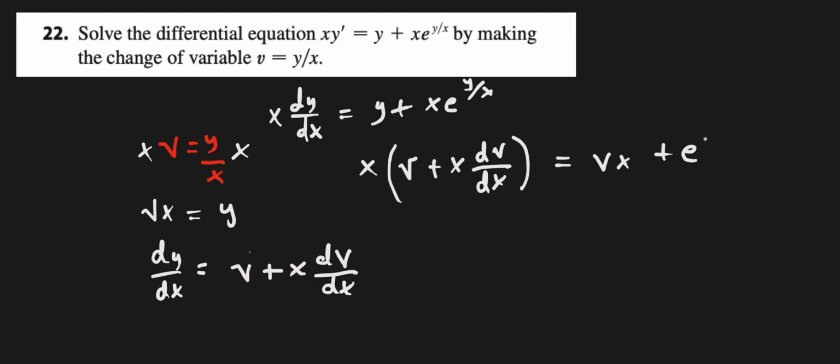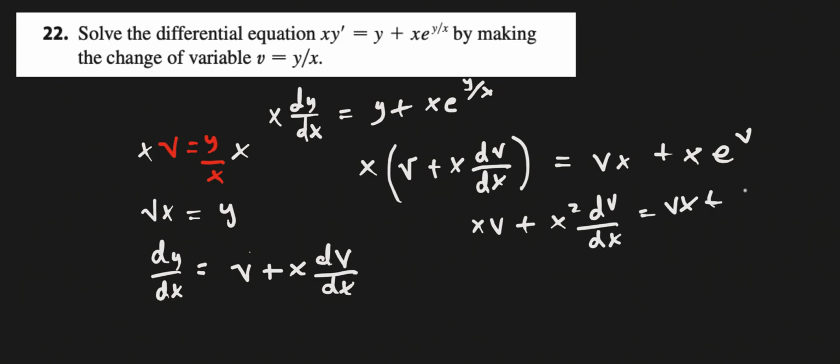plus x e to the v. So now we have everything in terms of v and x. This is good, no more y's. We get xv plus x squared dv by dx is equal to vx plus x e to the v. And notice we don't have any more y's, so we just have v's and x's.